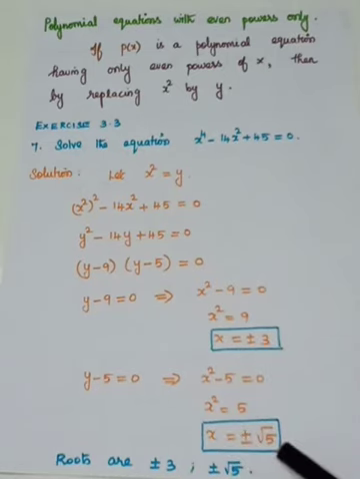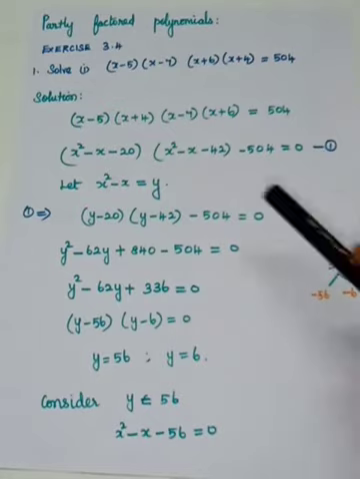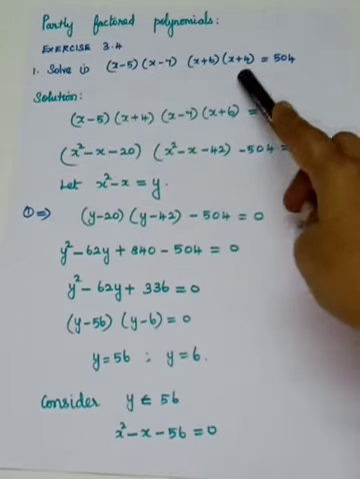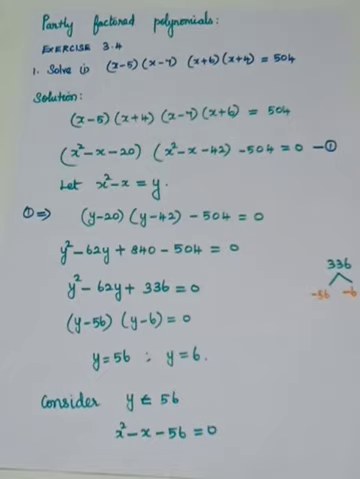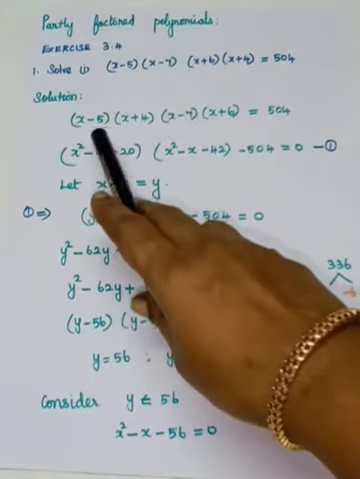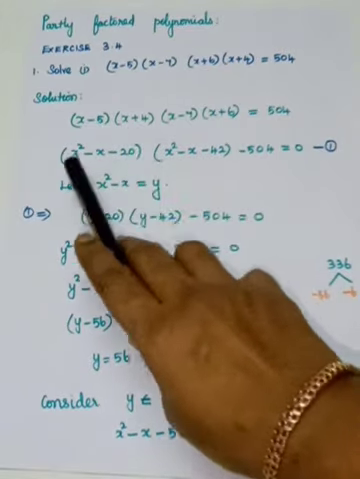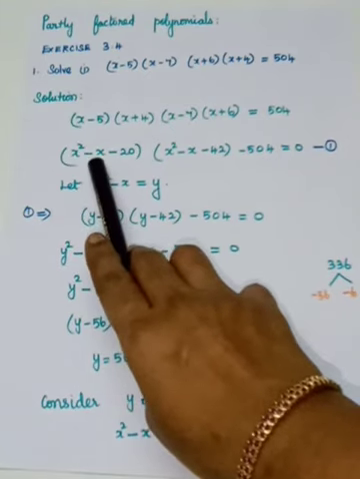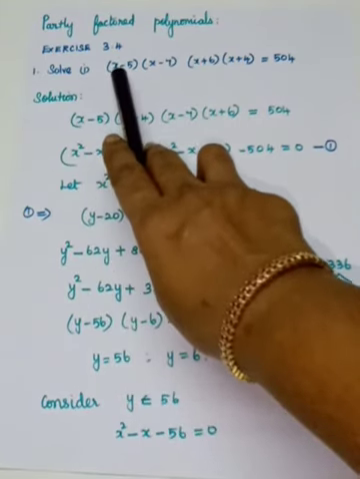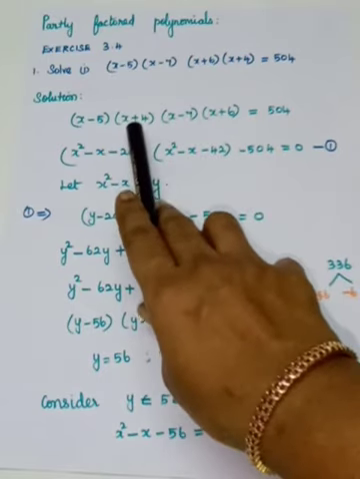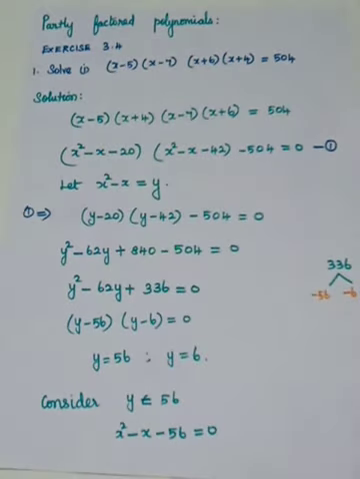Okay, so we'll go to the next one, partially factored polynomial. Here the 4 factors are given, and a partially factored polynomial comes. What you have to do is group the terms where the x squared and x terms are the same. Here x minus 5 into x plus 4, and x minus 7 into x plus 6.